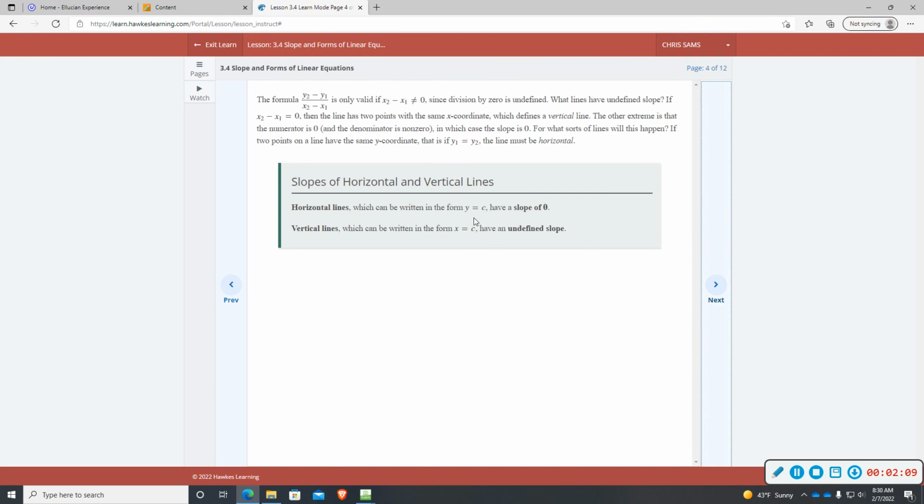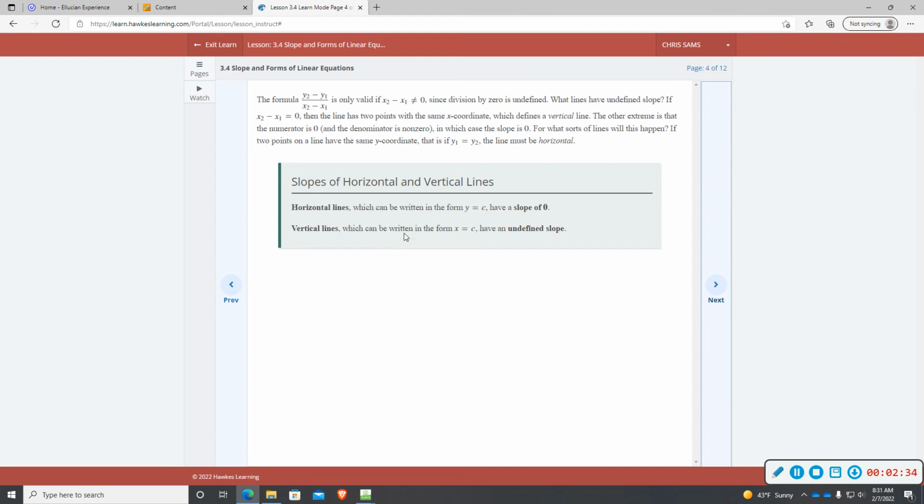So we have some special lines. We have horizontal and vertical lines. A horizontal line is a line that's going to cross the y-axis. It's going to be in the form y equals a number, so y equals 5 or y equals -2. That line has a slope of 0 because you would go up 0 and you go left or right any number of points. So you have 0 on top divided by some number, which is going to be 0.